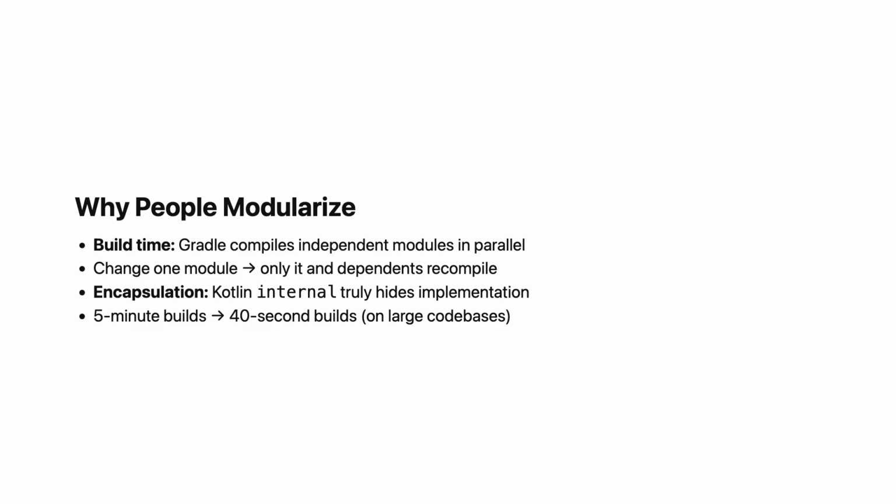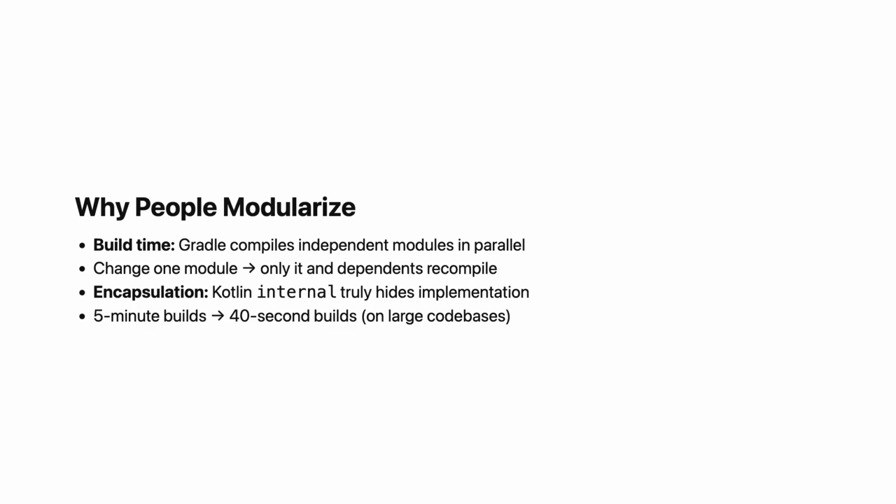The secondary benefit is encapsulation. Kotlin's internal visibility modifier actually means something when you have modules. Within a module, internal classes and functions are accessible. Outside, they are invisible. This is the only way in Kotlin to truly hide implementation details from the rest of your codebase.